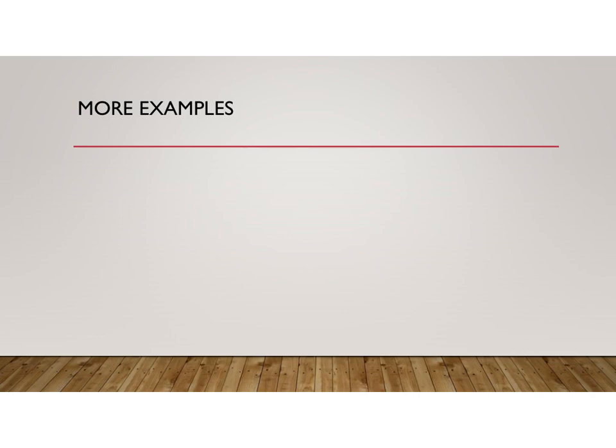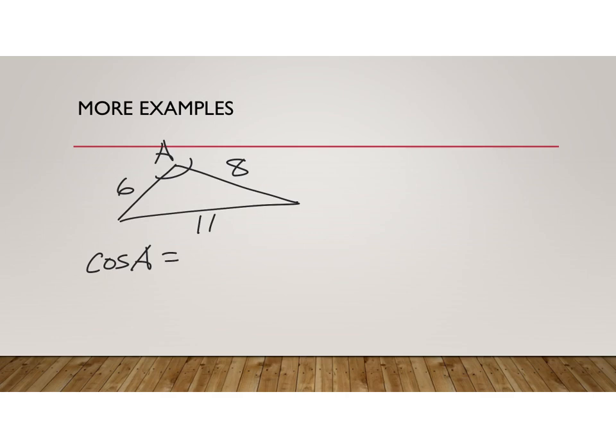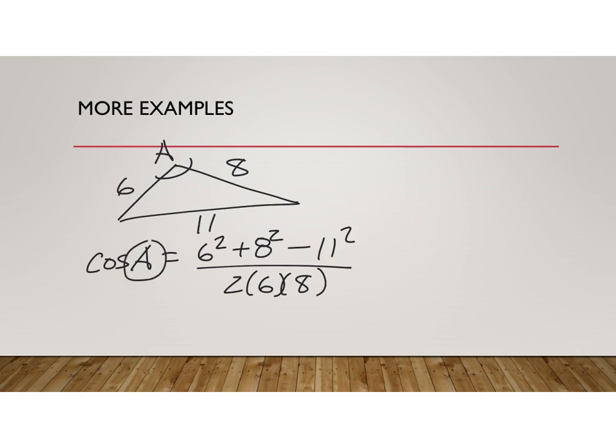Another example of that one, just to get you started here, let's say I've got this triangle. Again, this would be the angle I'd want to find first, the largest angle. So I'd start out with cosine of angle A. Then I'm going to have 6 squared plus 8 squared minus 11 squared. On the bottom needs to be 2 times 6 times 8. Once again, this is angle A, and this is side A.